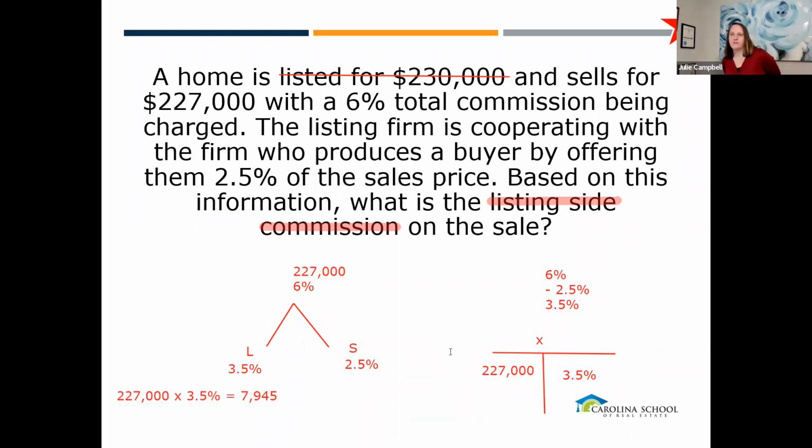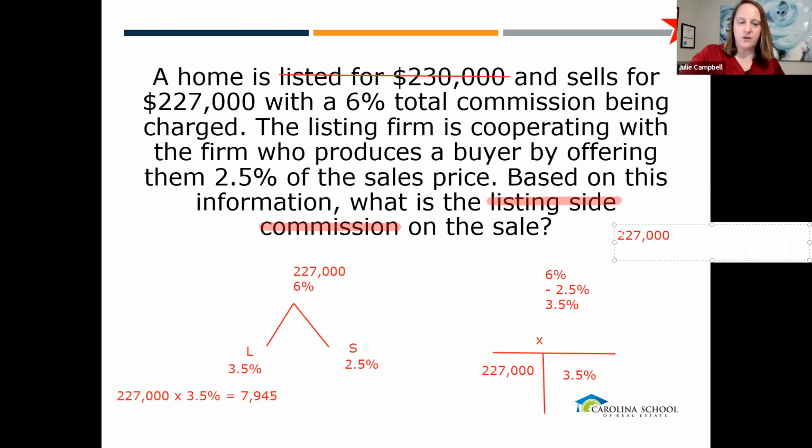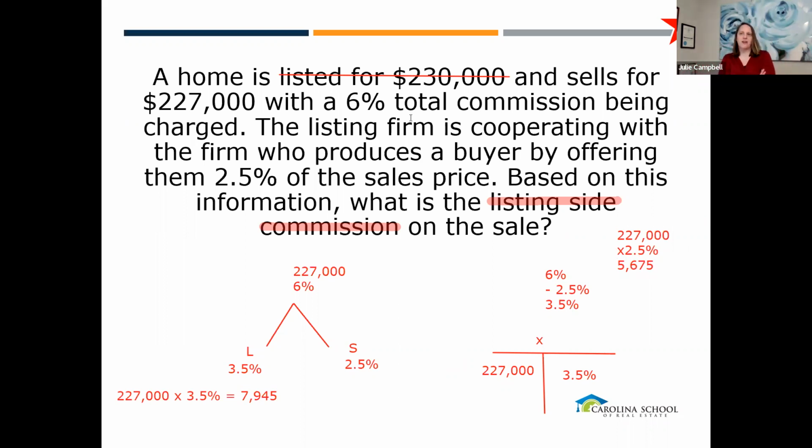You guys are on point tonight. Still based off of the same sales price, 227,000. The selling firm is going to collect 2.5%. So their side's going to be $5,675. I know that's not what the question is, but most questions are going to take it a step further. That's what we're going to look at next.